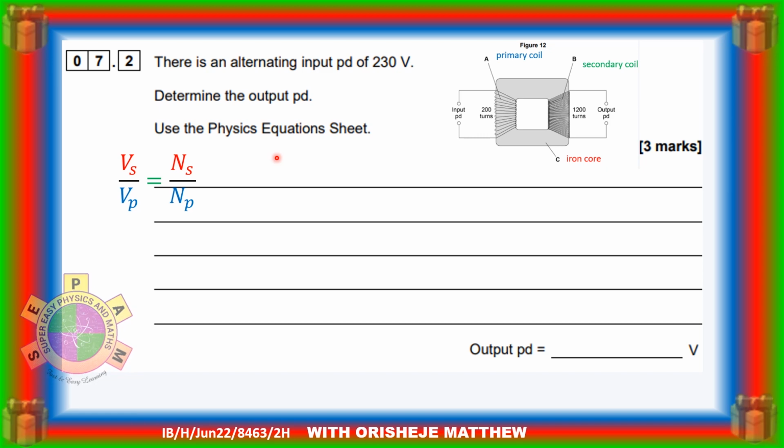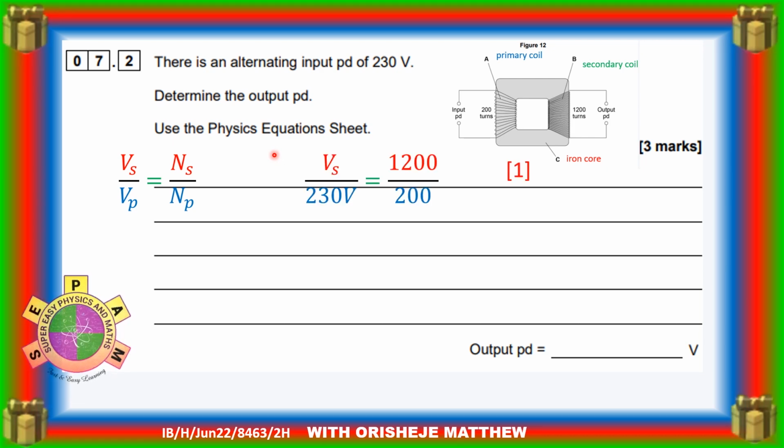So you can use that proportionality to get the output PD in the secondary coil. So substituting the value given to us, the parameter, we have this. For being able to carry out this substitution, you have 1 mark out of the 3 marks awarded.